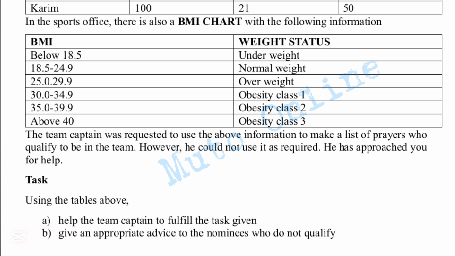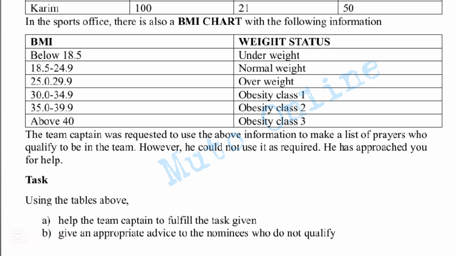So the team captain was requested to use the above information to make a list of players who qualify to be in the team. However, he could not use it as required. He has approached you for help, and the tasks are as below.